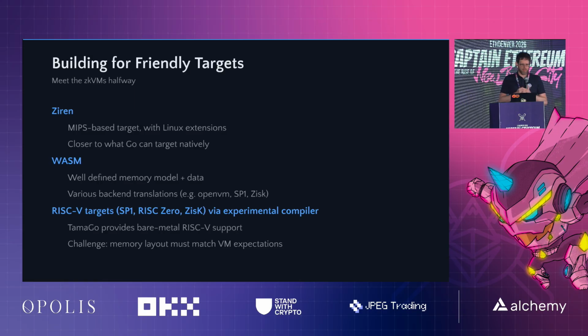Otherwise, we're working with WASM platforms. And we're going to attempt RISC-V. It's a bit harder because the output of the compiler is not exactly the one that all those zkVMs expect. So there's going to be some tweaks, but of course we're going to try.